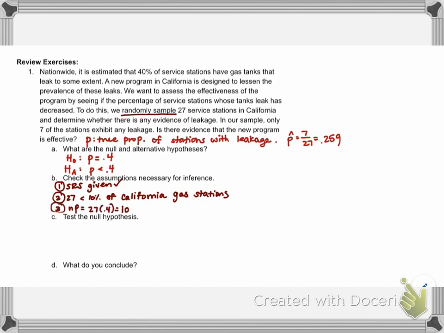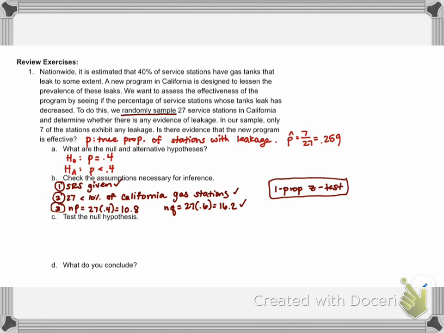Third assumption, I need to check my np and my nq. Quick double check on yourself here: when you're doing a hypothesis test, you are assuming that the proportion equals 0.4. You're doing all of your calculations under that assumption that p equals 0.4. And so down here, when I check my conditions, I use that 0.4. I don't use 0.259. So just double check that you did that to check your np and your nq. It turns out that both of those are greater than or equal to 10. And so my conditions are met, and I can do a 1 proportion z test.